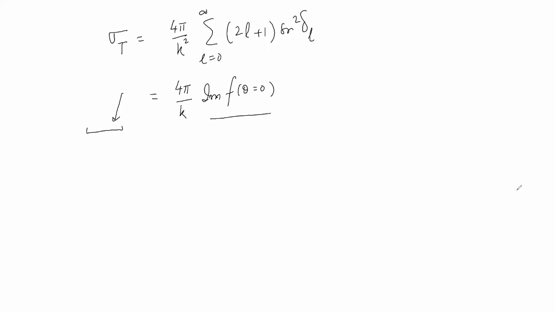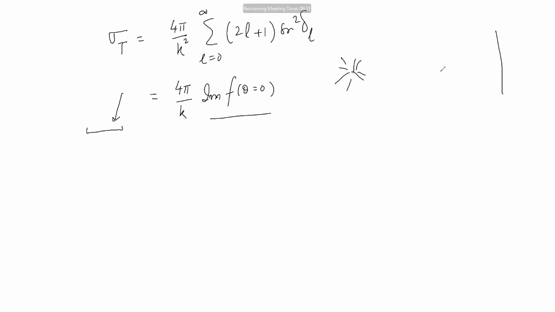How many particles have got scattered. Therefore, this imaginary part of the forward scattering amplitude is related to the total scattering cross section. And this is what we know in the literature as the optical theorem. Is it clear? And the best way to understand the significance of the optical theorem is through this example of light.